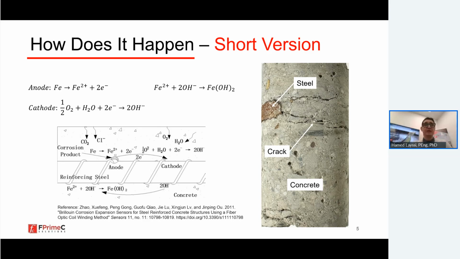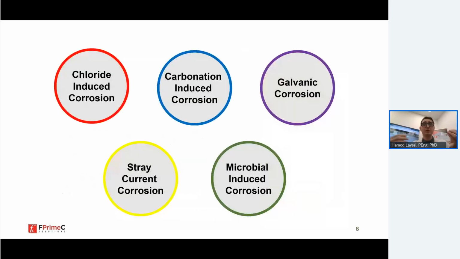In short, there are a couple of agents that can accelerate this corrosion. Depending on how the corrosion has been introduced into your ecosystem, we name them differently and assess them a little bit differently. For example, we have chloride-induced corrosion, which is induced by penetration of chloride ions. Then carbonation, galvanic corrosion, stray current corrosion, and microbial induced corrosion.